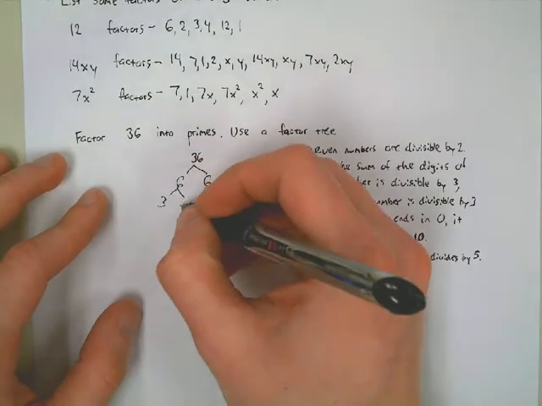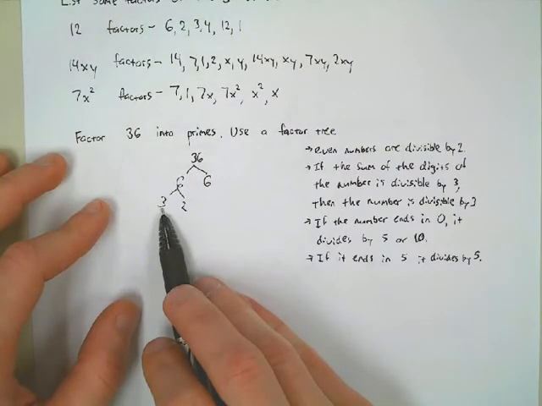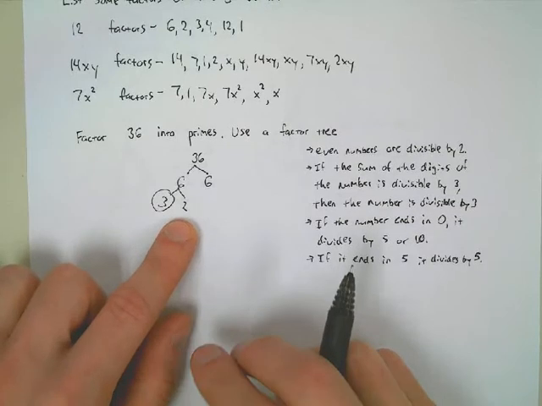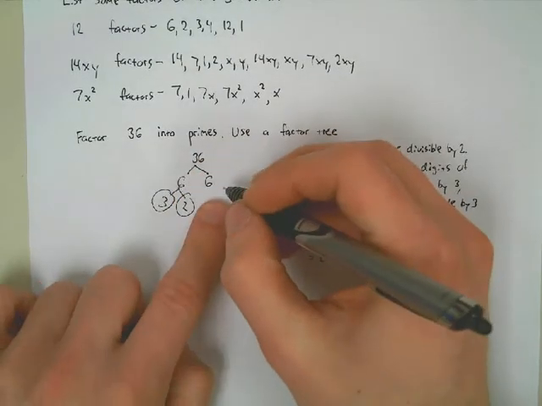Does this 3 break down any further? No. So I'm going to circle that because it's done. What about 2? No. And then the other 6, does that break down? Yeah, we just said 3 and 2, right?